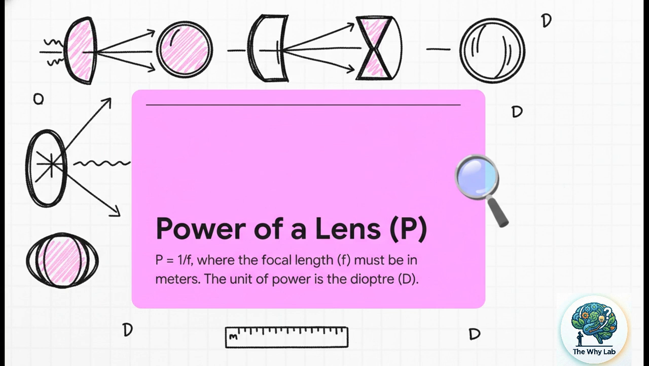Now hold on, what does a negative v mean for a lens? It means the image is virtual. It's formed on the same side as the object. That's a huge difference from mirrors and a key point to remember.